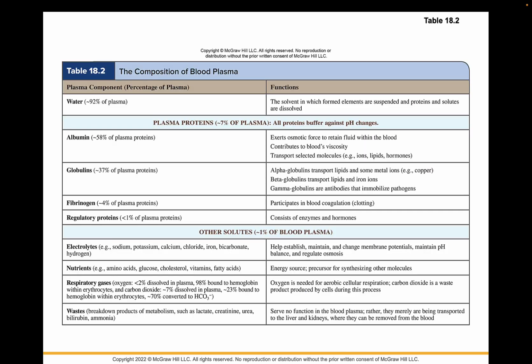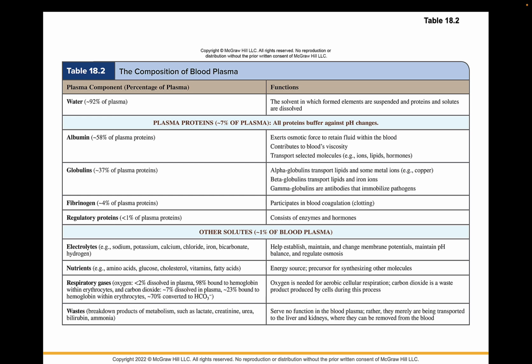Now, there are a number of things that we are going to find in plasma, and this particular table here is talking about them. We talk about water, and water is acting as a solvent, so it will be suspending and dissolving things that are in blood. Albumin, this accounts for about 58% of plasma proteins, and one of its primary jobs is to exert osmotic force and maintain fluid within the blood. So it contributes to the viscosity of blood.